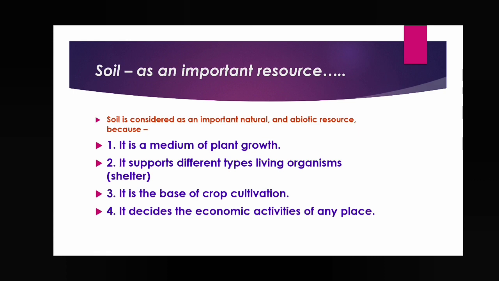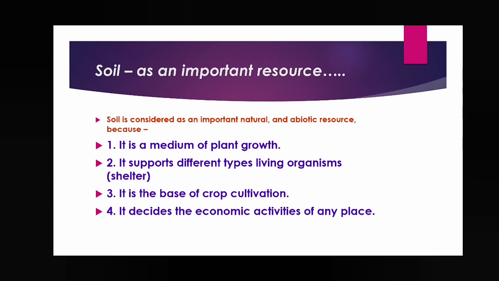That means it is not only giving shelter to the plants, but animals are also living in it. Different types of animals are living where? In the soil. You can guess who they are. So that's why it is written. Third, it is the base of crop cultivation. If you want to do crop cultivation like rice or wheat cultivation, at first we need good fertile soil. Soil is required at first. It is the pillar of crop cultivation.